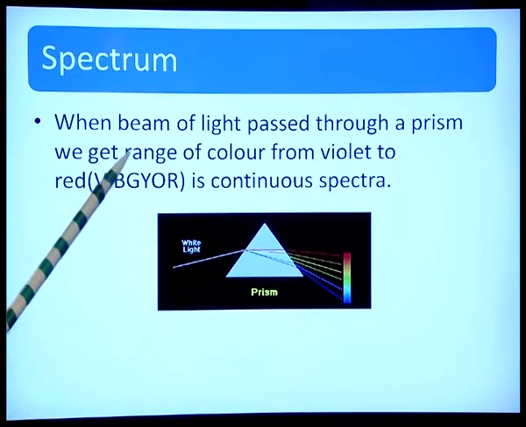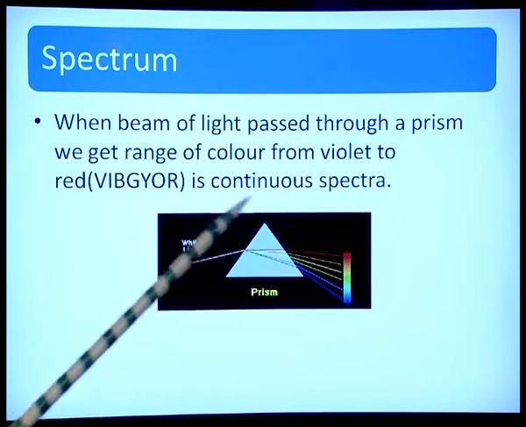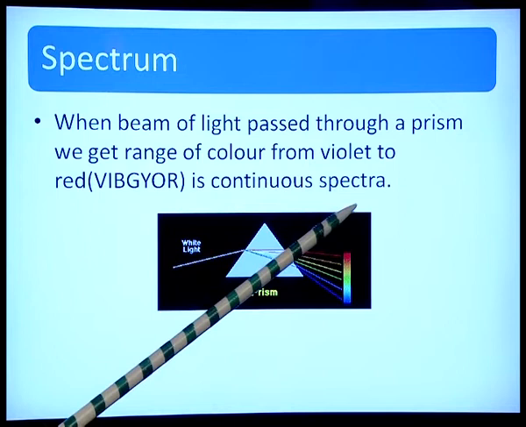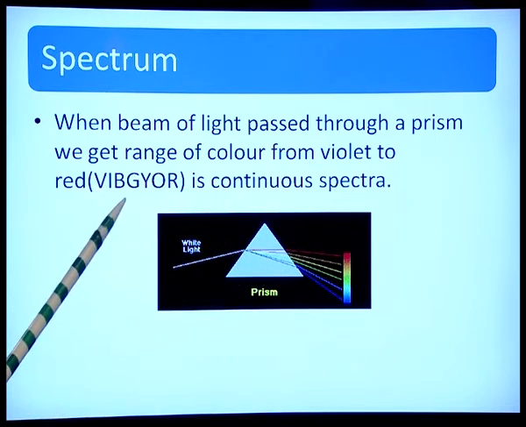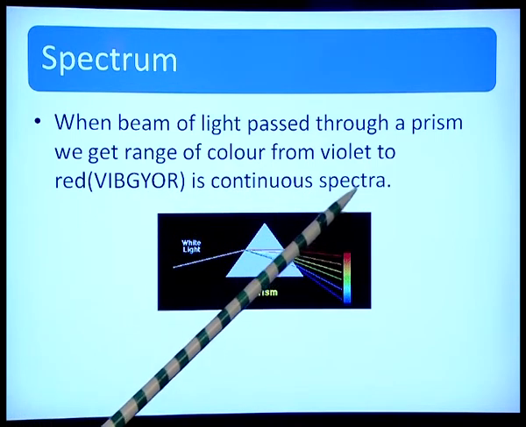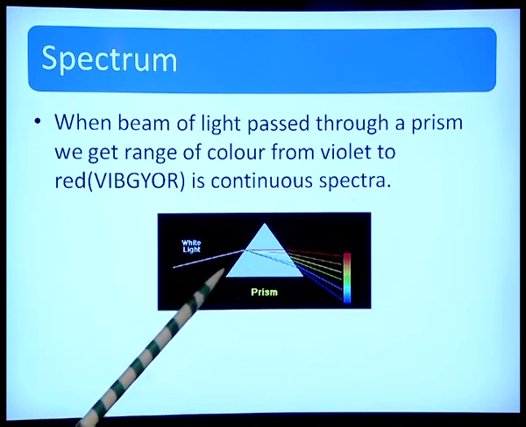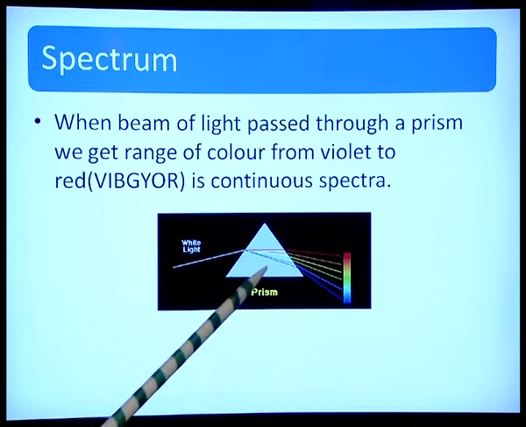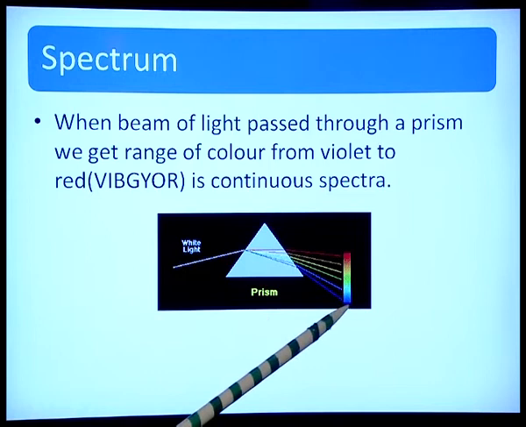The spectrum is obtained when a beam of light passes through a prism. We get a range of colors from violet to red. That is VIBGYOR, the colors of the rainbow, and it is obtained as a continuous spectrum. You can see white light is passed through a prism and the 7 colors of the rainbow are obtained. And what is this? This is your continuous spectrum.